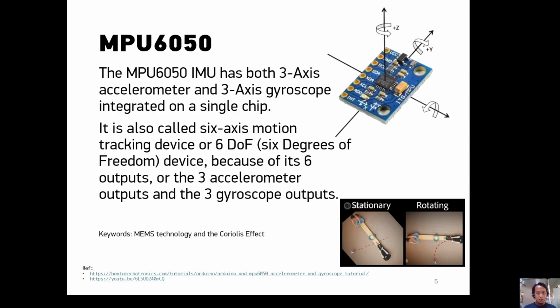A little bit about the MPU 6050. It has both a 3-axis accelerometer and a 3-axis gyroscope integrated on a single chip. It is usually also called a 6-axis motion tracking device or 6DOF, 6 degrees of freedom, because of its 6 outputs: 3 accelerometer outputs and 3 gyro outputs. I need to mention also that the keywords to know about the MPU 6050 are that it uses MEMS technology and the Coriolis effect.